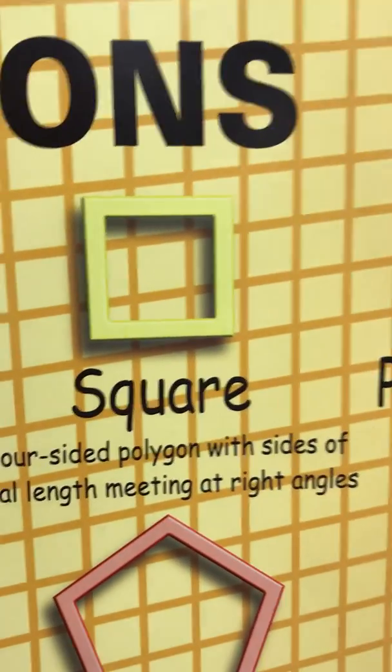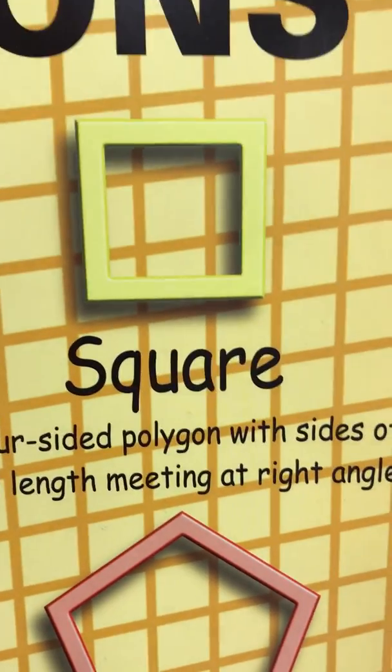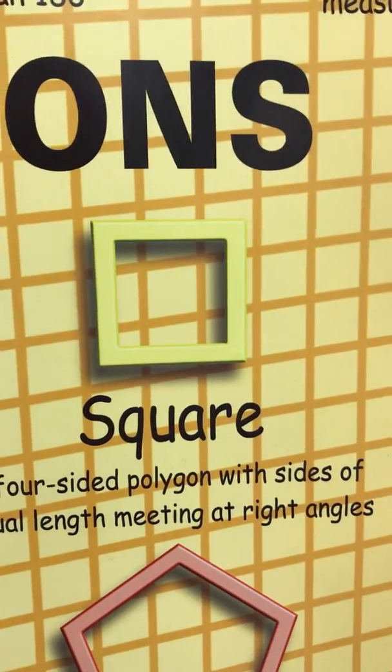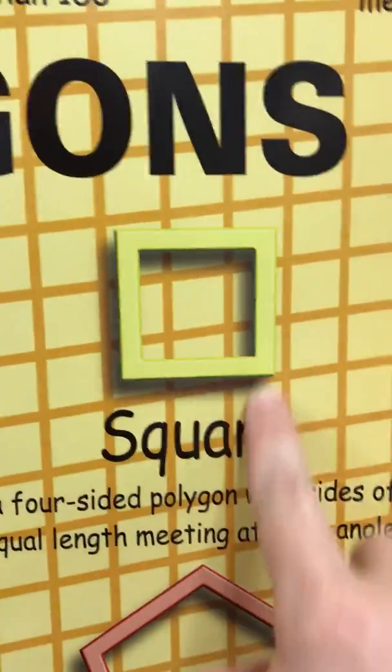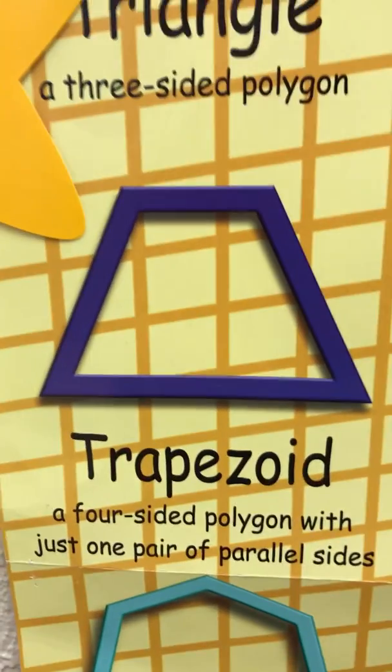So we can also see that many polygons can be classified as more than one type of polygon as well. You may have just always thought of this as a square, but it's also a rectangle. It's also a rhombus. And then we have the trapezoid.